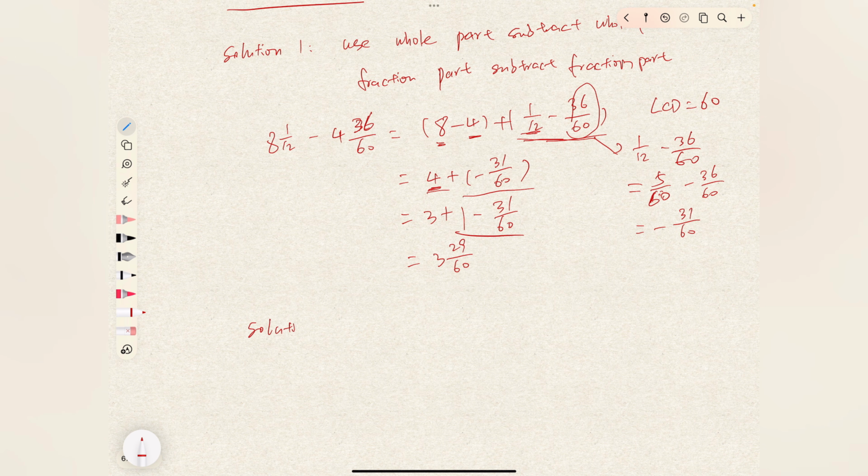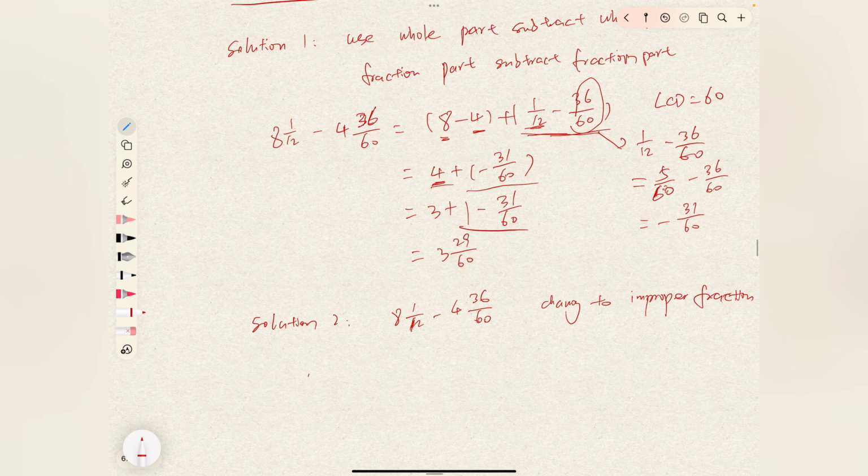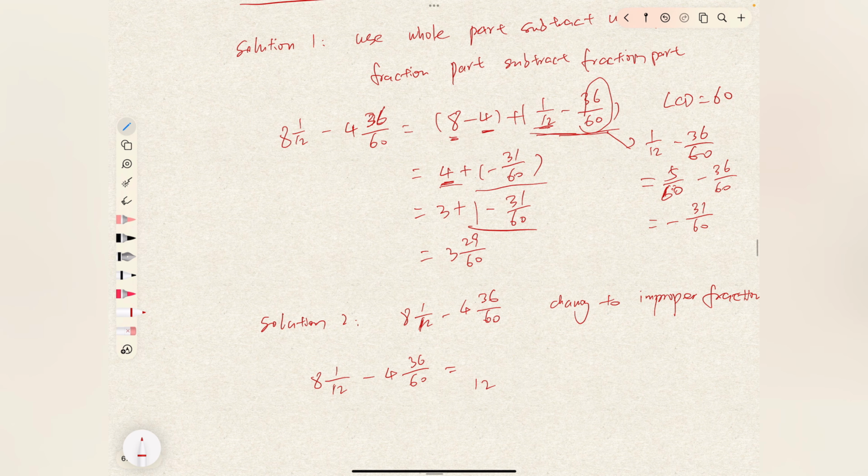Solution 2 is we can just change the mixed fraction into the improper fraction. So here, 8 1/12 minus 4 36 divided by 60. That will give us, so it's 12, 8 times 12 plus 1, minus 60, that's 4 times 60 plus 36.